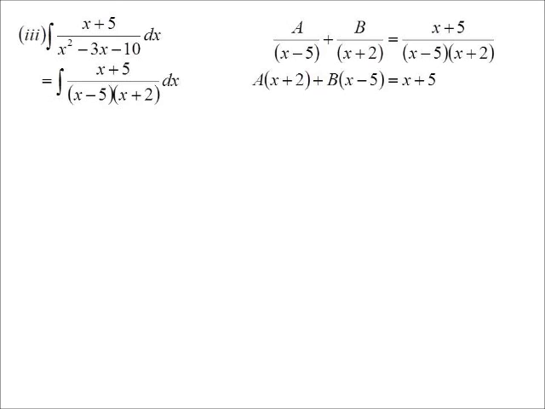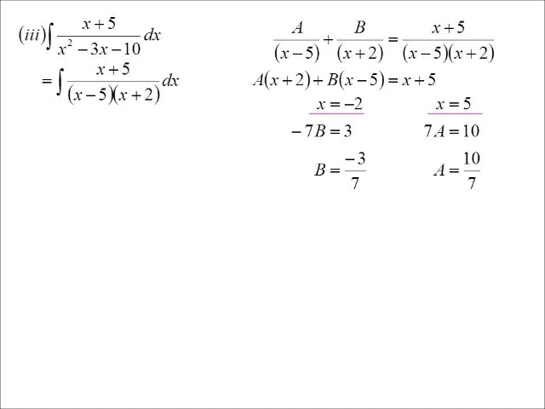Again, a simple substitution. We'll get rid of, first of all, the a, then the b, or the other way around. Which way did I go first? I've gone for negative 2. So I got rid of the a. Minus 3/7 is the b. Substitute in 5, I get 10/7 for the a. All right. So back over here, 10/7 minus 3/7.